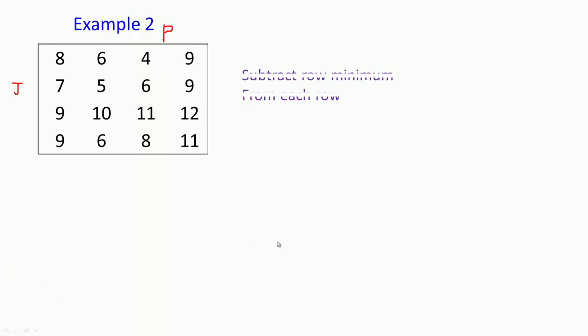So, first thing is we subtract the row minimum from every row. The row minimum in the first row is 4. So, we subtract 4 to get 4, 2, 0, 5 and so on. The second row, the row minimum is 5. So, it will become 2, 0, 1, 4 and so on. Third row, the row minimum is 9. The fourth row, the row minimum is 6.